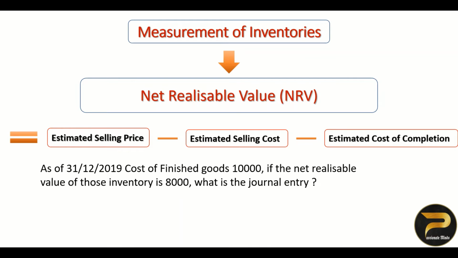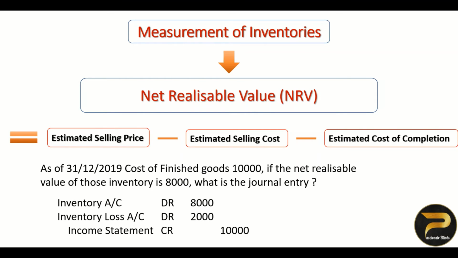So here they are asking the double entry for inventories to be recognized in the financial statements. According to the measurement rule, the lower of cost or NRV must be recognized as the value of inventory. So here the NRV is lower than the cost, which is 8,000. So the entry will be: inventory account debit 8,000. Since there is a loss of 2,000, inventory loss account debit 2,000, income statement credit 10,000.